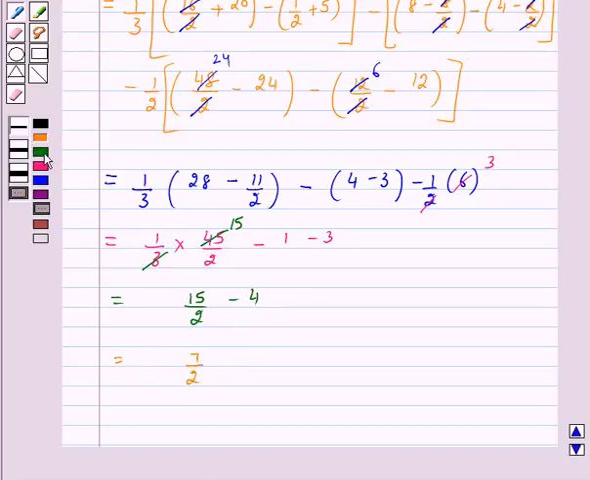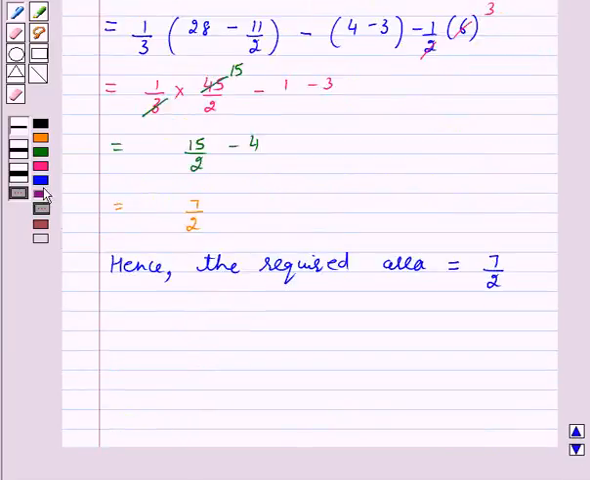Hence the required area is 7/2. So the answer for the above question is 7/2.